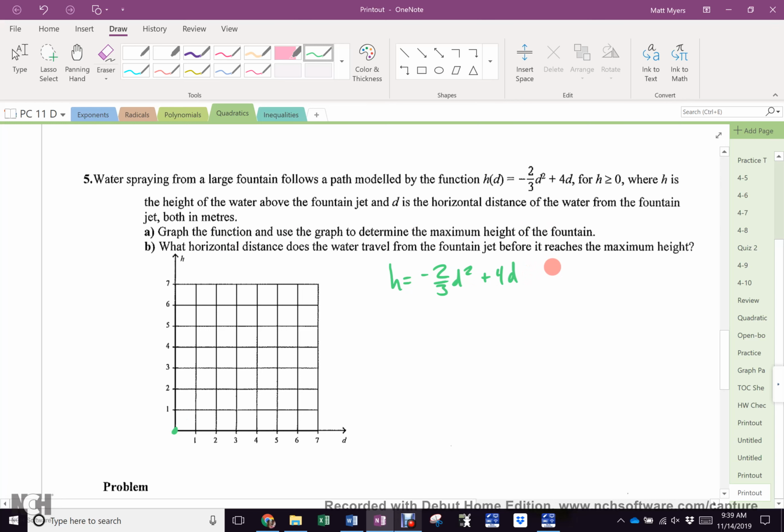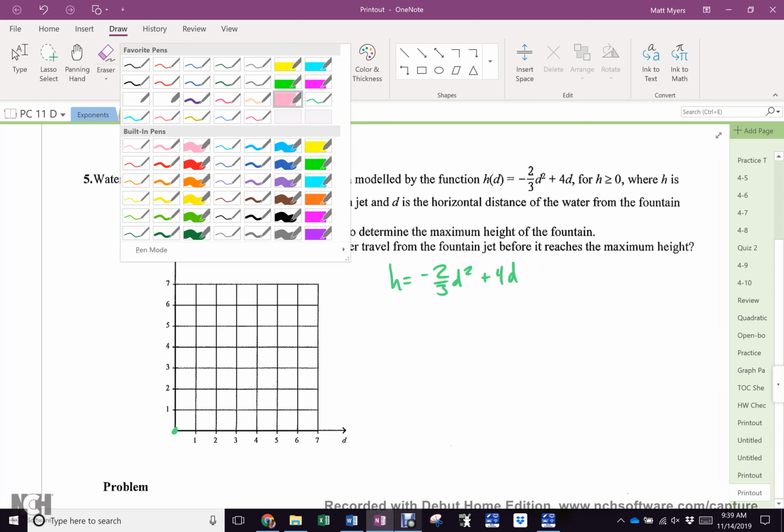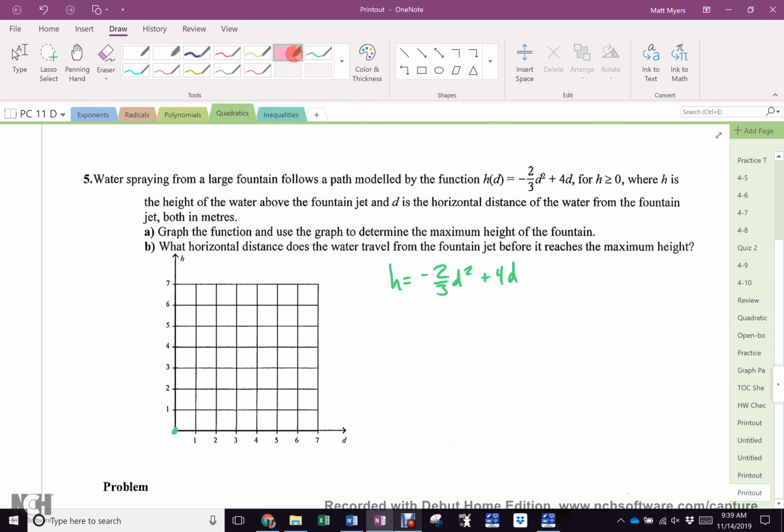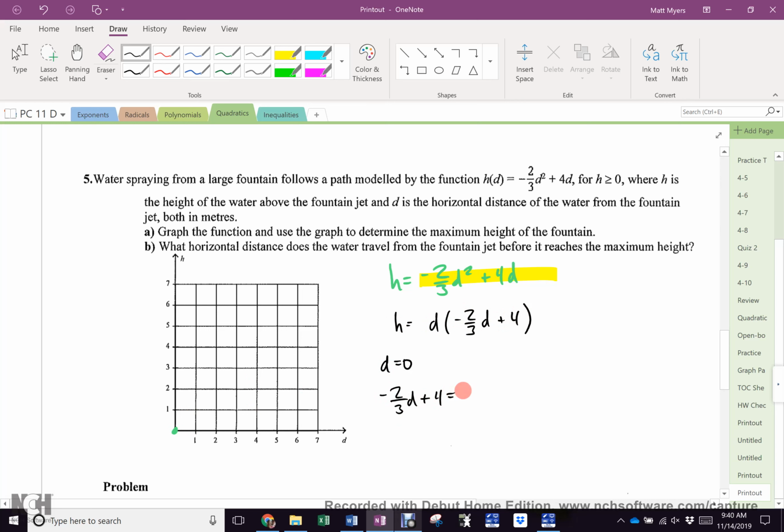Because this has nothing written there. Now, what I'm going to do with that is factor that. So h equals d times (negative 2/3 d plus 4). Now, since h is 0, I know that one is d has to equal 0, which we know. But the other one, negative 2/3 d plus 4 has to equal 0.